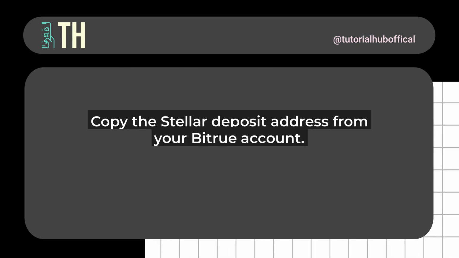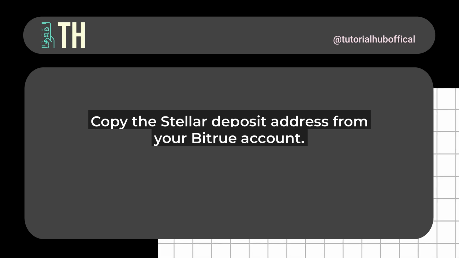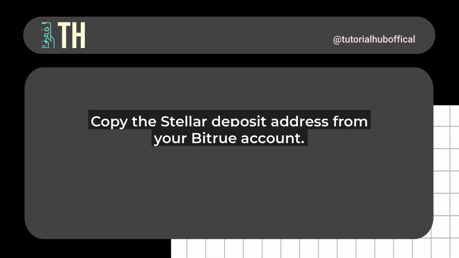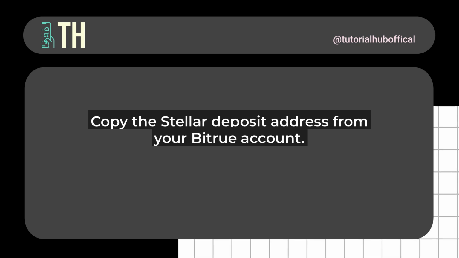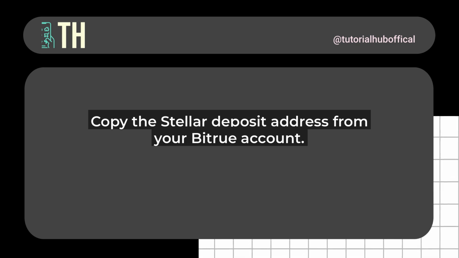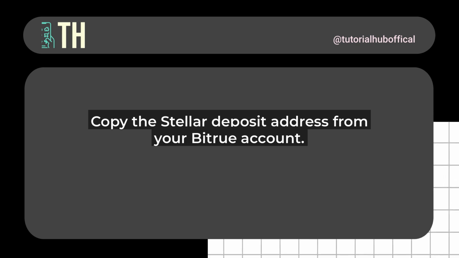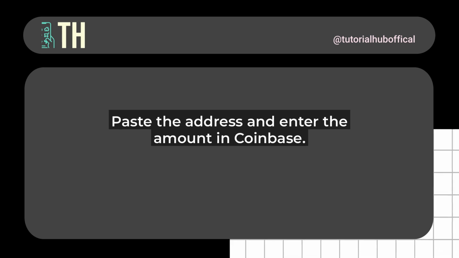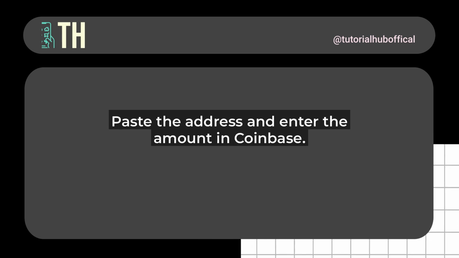But before you go further, log into your Bitrue account, either via their app or website, and navigate to your wallet. Copy the Stellar deposit address from there. Pro tip: always verify the address twice to avoid costly mistakes, as crypto transactions are irreversible.